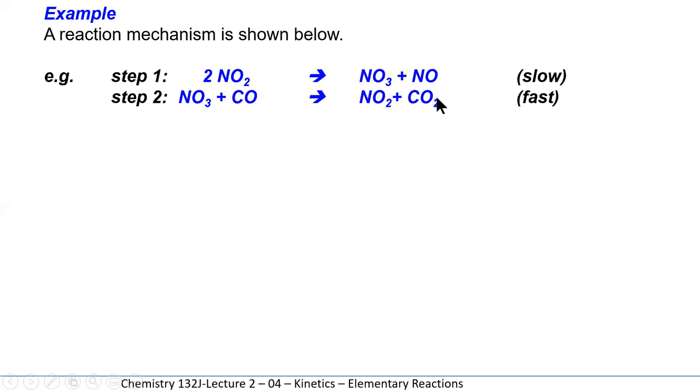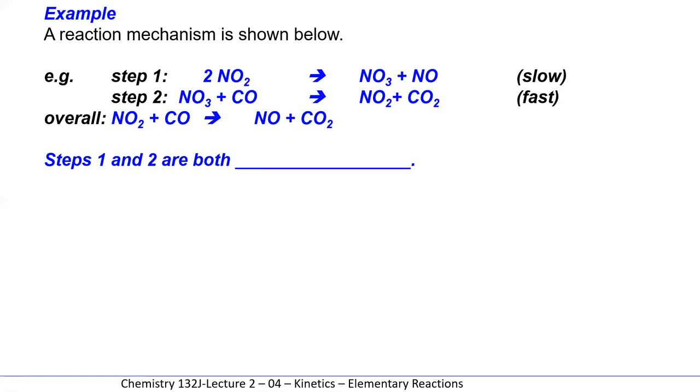Well, if I add these two up, I can see that two NO2s on the left, one NO2 on the right, simplifies to one NO2. And I also see that the nitrogen trioxide on the left and the nitrogen trioxide on the right are going to eliminate each other. And what I'm left with is NO and CO2.